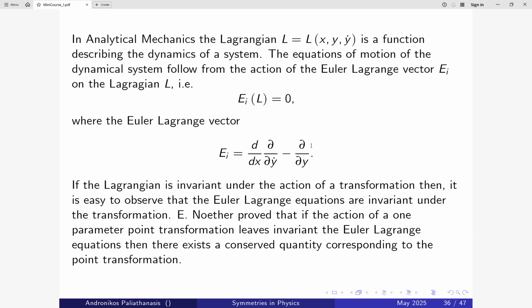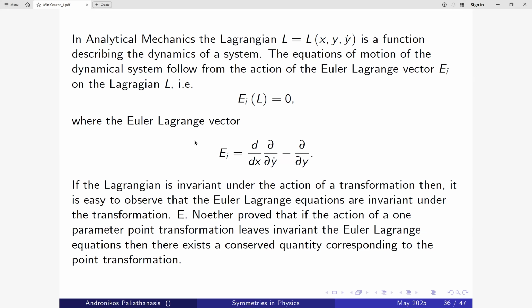The Lagrangian is a function which describes the dynamical system. Since I focus on physical systems where we have second order differential equations, I will focus only on Lagrangian functions with only first derivatives. The equations of motion for the Lagrangian of the dynamical system follow from the action of the Euler-Lagrange vector field on the Lagrangian L by this, where the Euler-Lagrange vector is defined by this expression.